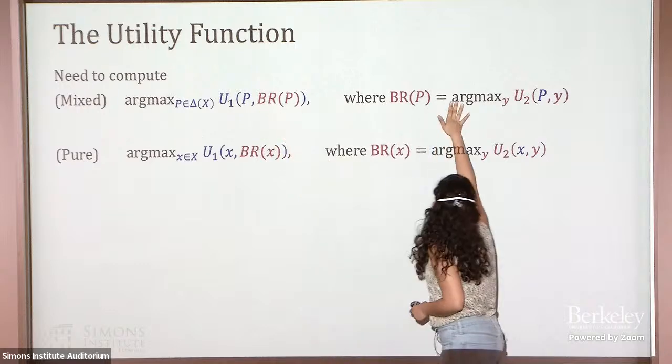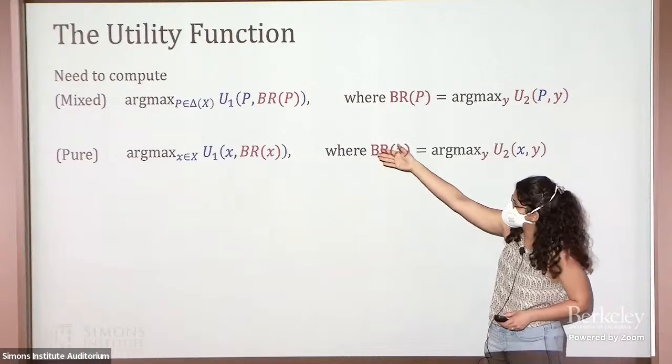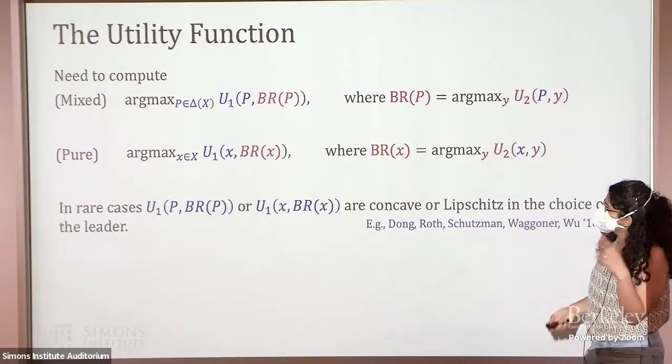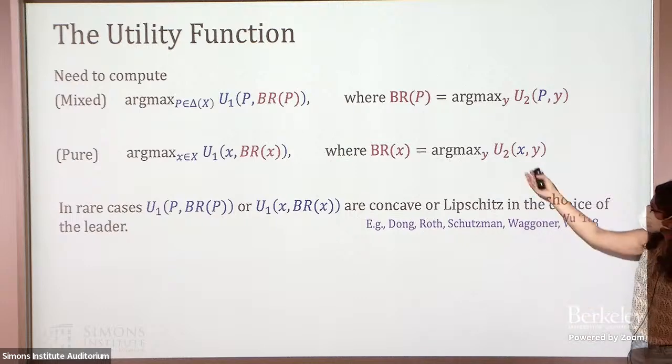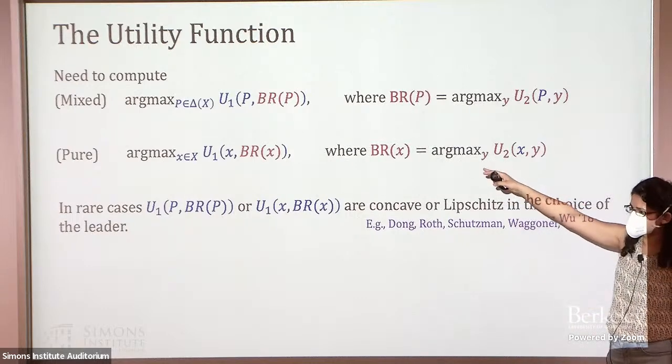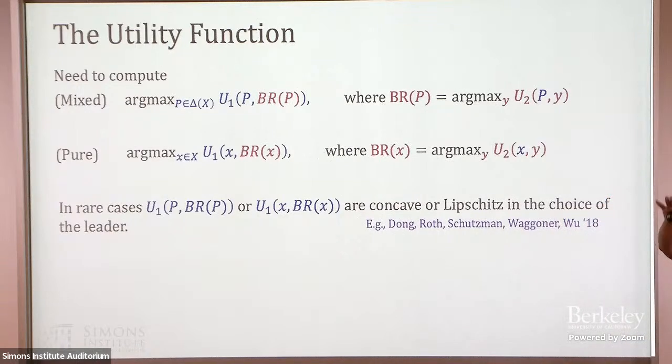Like the best response is computed this way, but I'm going to plug it in and look at that U1. So you could think about it this way, but let me tell you that in most cases, this is not an advantage. This is not actually a simplification. Because if you look at this U1 of P as a function of just P, you're going to end up with non-convex, non-concave, non-Lipschitz functions that are so messy that you didn't actually gain anything.